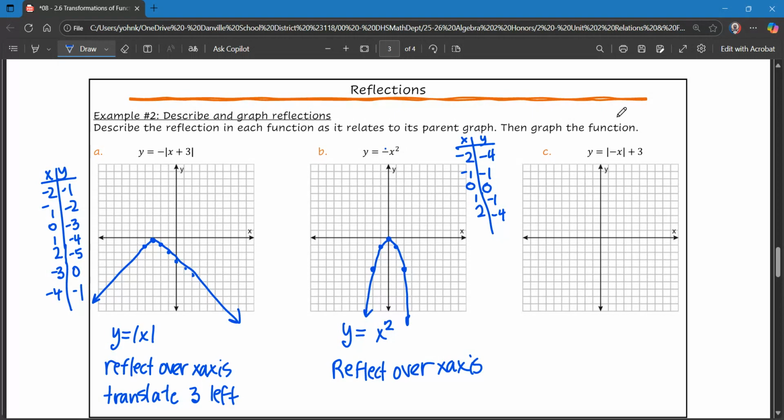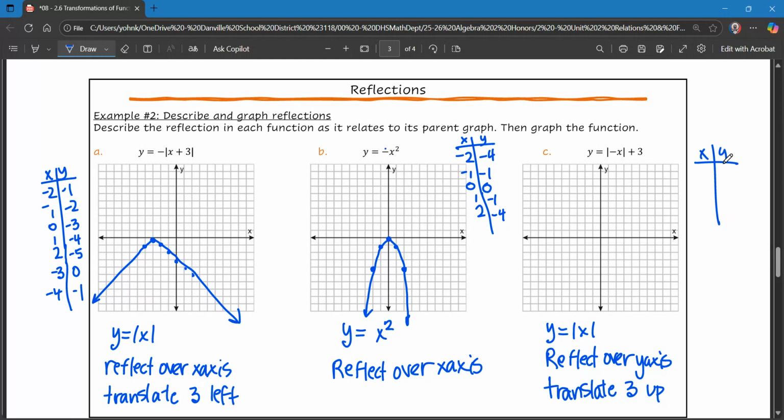All right, letter C, y equals absolute value of -x, plus 3. Well, the parent function is going to be absolute value of x, so the picture is a V. The negative on the inside means to reflect over the y-axis. And the +3 on the outside means translate 3 up. So we're going to have a V that opens upward that has been shifted upward and is reflected over the y-axis. So let's make a table, make sure we get that.